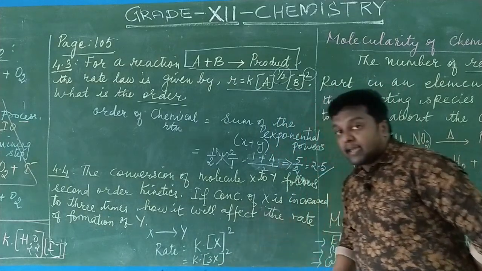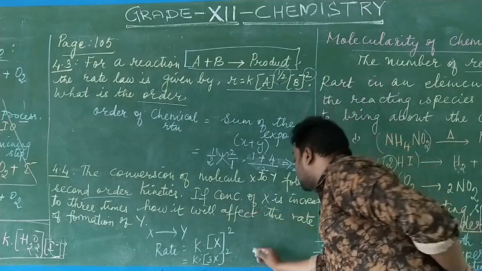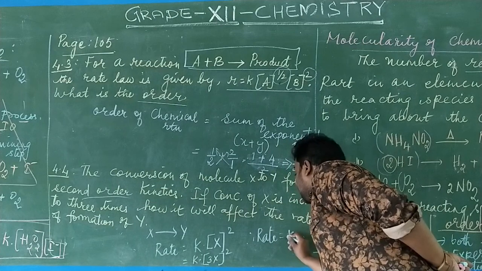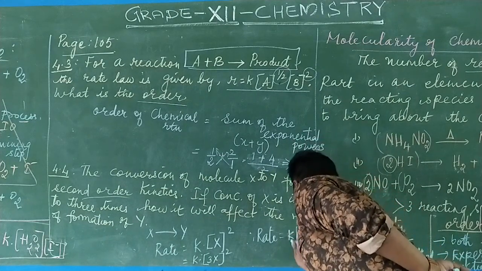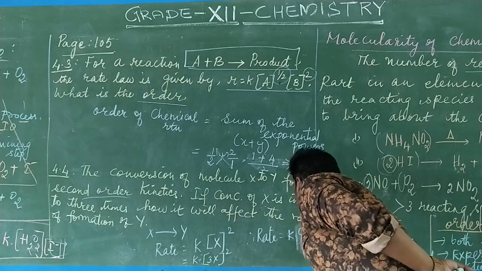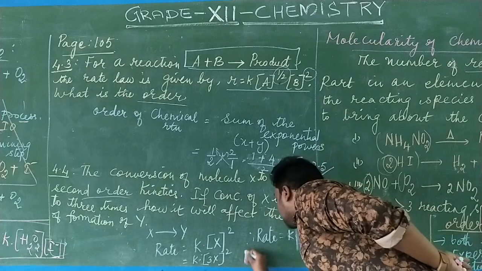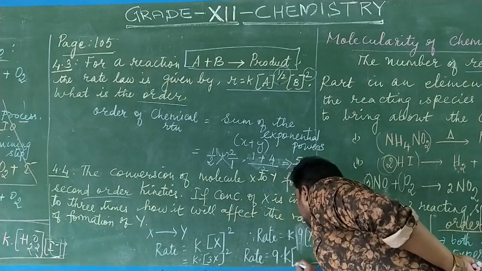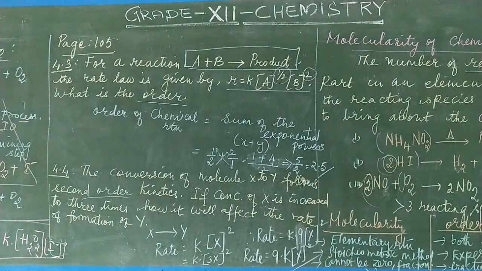Why have I put the power of 2? The power of 2 is because it is second order kinetics. So what will happen? Therefore rate will be equal to K into 9x to the power of 2. Then you bring the 9 out, 9 into x to the power of 2. So that is rate is equal to 9 into k x to the power of 2. Okay, so these are the two sums.